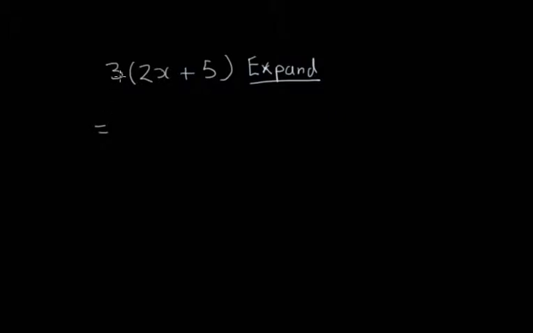This bracket means we've got 3, and we're going to be timesing everything in this bracket. It's going to be a little multiplication sign. Everything in that bracket is going to be multiplied by 3. So 3 times 2x is 6x. 3 times 5 is 15. We can't simplify it any further. That's the expanded expression.